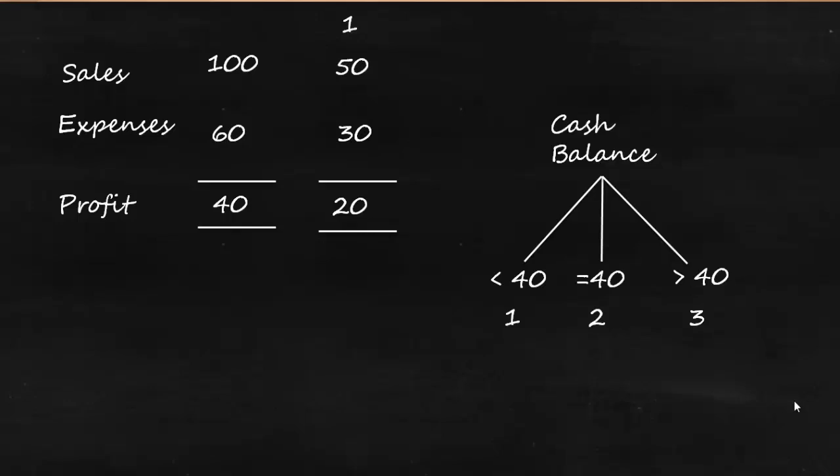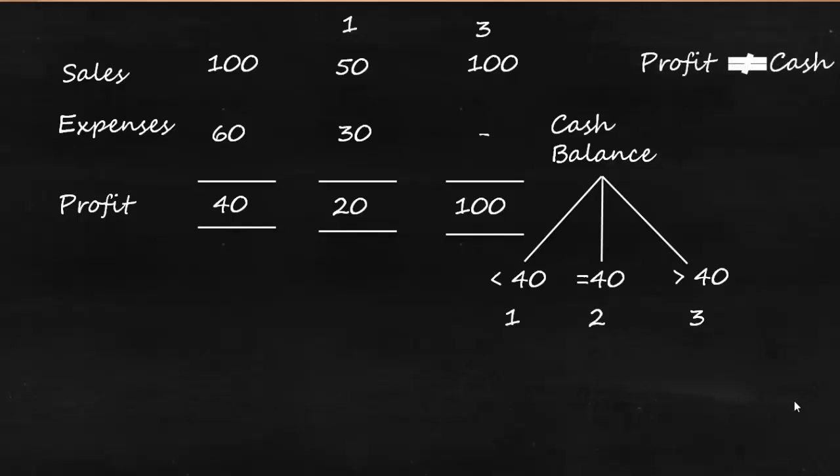And scenario 2 is cash balance equal to profit, that need not be explained. Whereas in scenario 3 the cash balance is greater than profit. How could it be? It could happen when the company has realized all the sales, 100, and it has not paid some portion of the expense, or let's say it has not paid anything on its expense. So now it has a cash balance of 100 and this cash balance is greater than profit. So what I'm trying to drive at here is profit is not equal to cash.